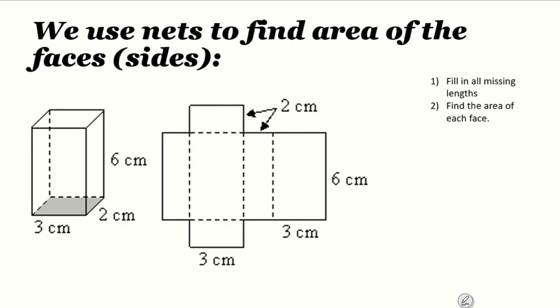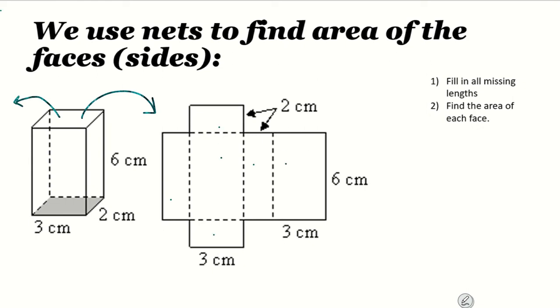And we're back, moving on in our notes. So what are we going to use nets for? We use nets to find the area of the faces. Now I guess we could find them just by looking at the 3D shape, but that's not always very easy to do. So what we do is we unfold it, right? Open it up, flatten it out. Here's our net, and we can find the area of the faces.